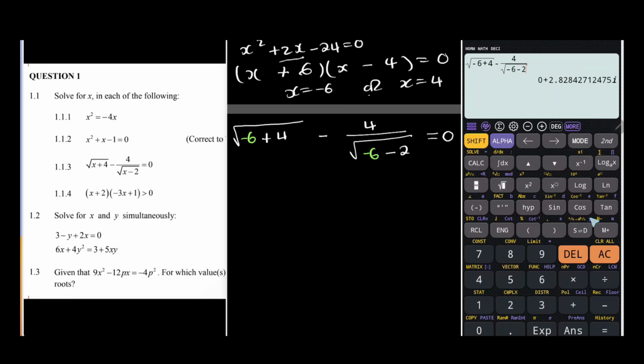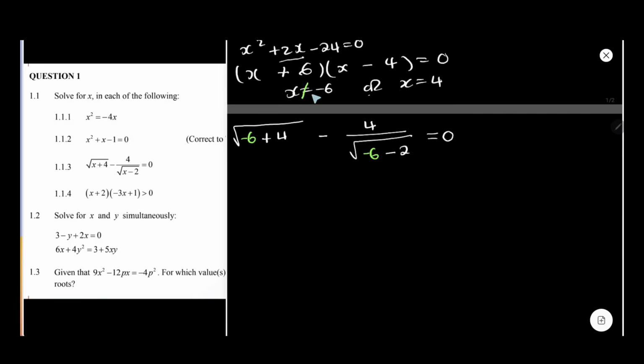So this is already making the equation undefined, but this calculator is set on a different setting. So it's calling it i, meaning it actually is solving for it, but then this is not a real number. That's the thing. So in this case, as you can see, we have undefined. x will not be equal to negative 6. So you get an extra mark for saying that one is not your answer and the other one is.